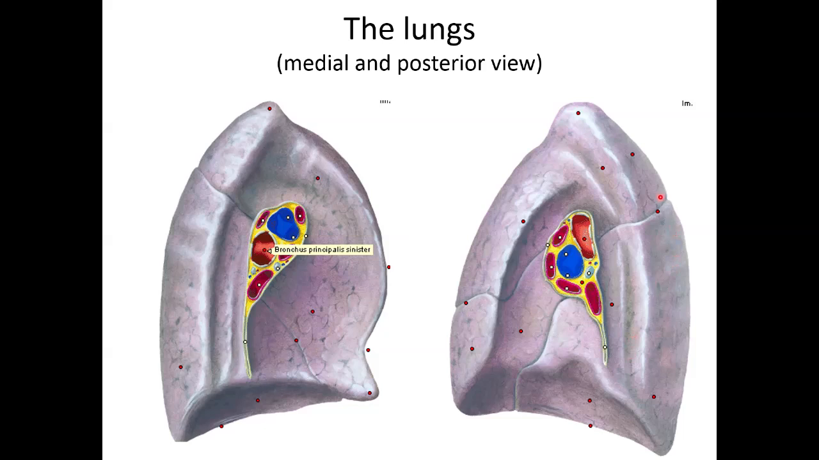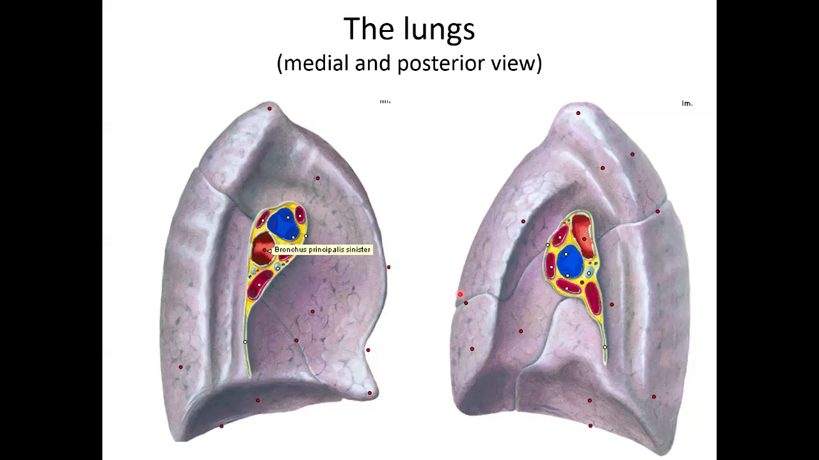And it's good seeing that there are two fissures on the right lung. This is oblique fissure, and this is horizontal fissure, and only one fissure on the left lung. Here it is, oblique fissure, fissura obliqua in Latin, fissura horizontalis in Latin.